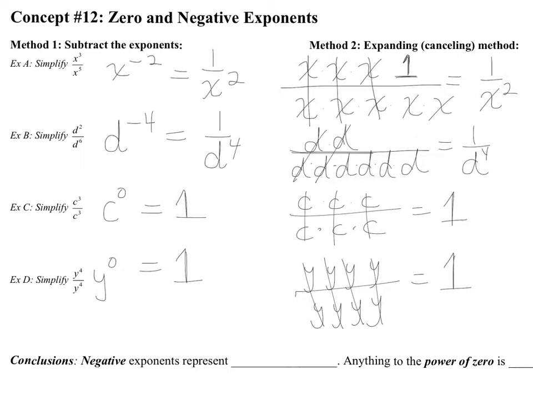If you want to take a look down at the conclusion, it says negative exponents represent what? If you look here, x to the negative second is this fraction, d to the negative fourth is this fraction. So negative exponents represent fractions. And then anything to the power of 0 is 1. So negative exponents represent fractions. They don't represent negative numbers. And anything to the power of 0 is 1.